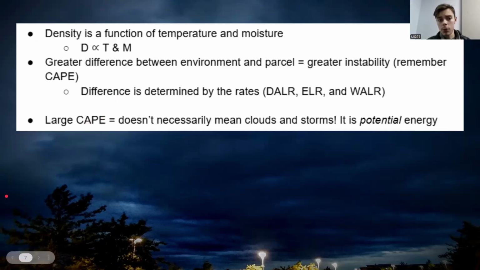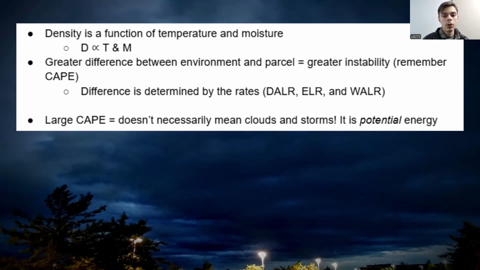Then if we're talking about density, density is not in that equation, but we will have some equations that you will use, of course, in meteorology that deal with density. And you'd want to know that it's proportional to temperature and moisture. So as temperature or moisture increase, density does as well. The greater the difference between the environment and the parcel, the greater the instability.